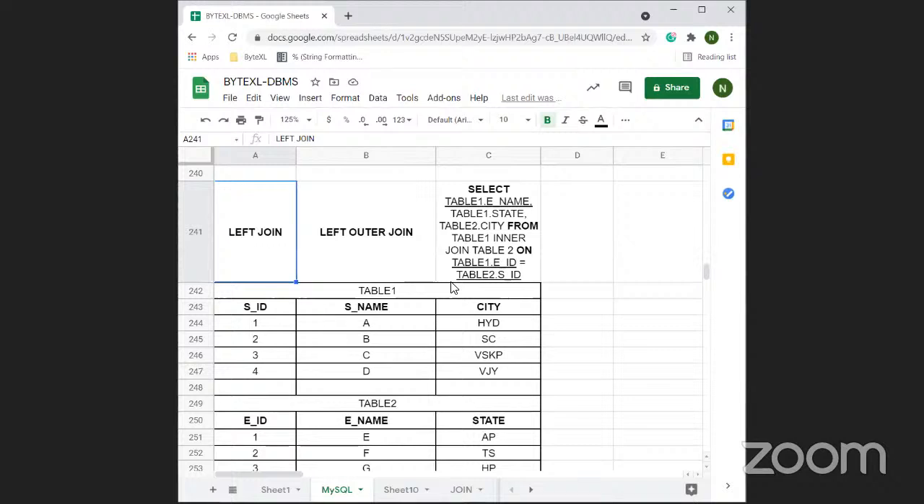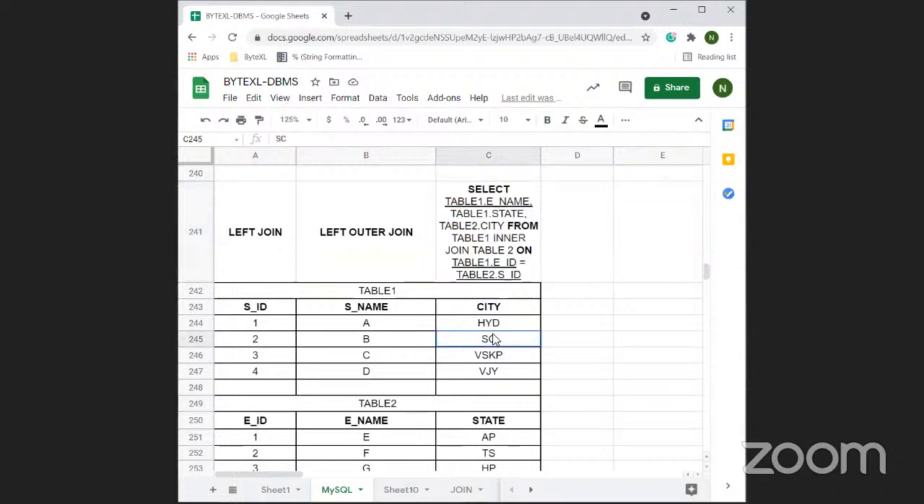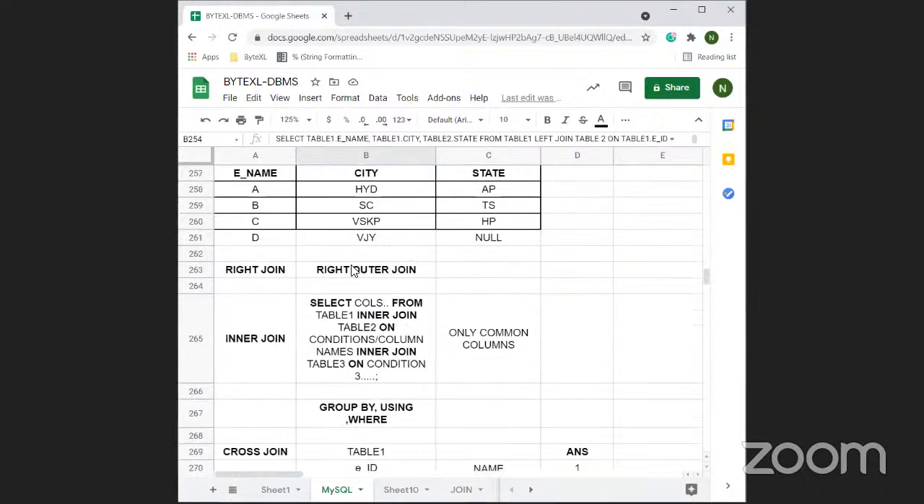These are keywords. In place of inner join, the only thing we have changed is, changed it to left join, as you can observe here. Either left join or left outer join, both are same. The same thing will go for right outer join as well.